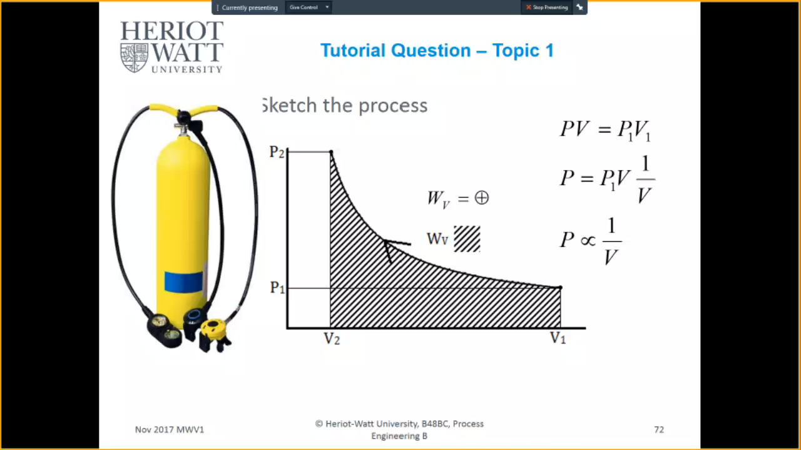So because PV equals P1 V1, P equals P1 V1 over V. So P is directly proportional to 1 over V. It's PV equals nRT on either side.